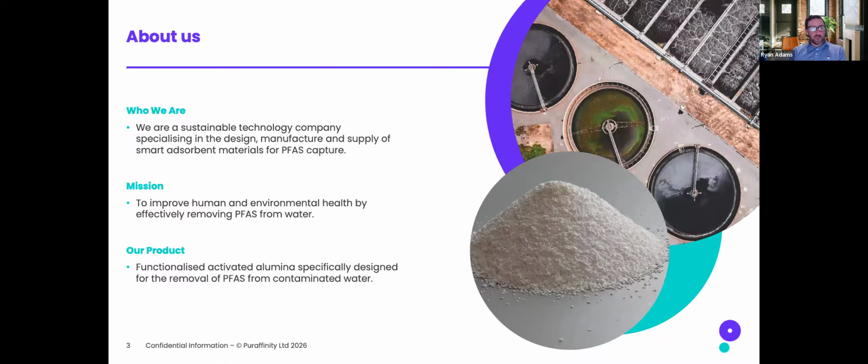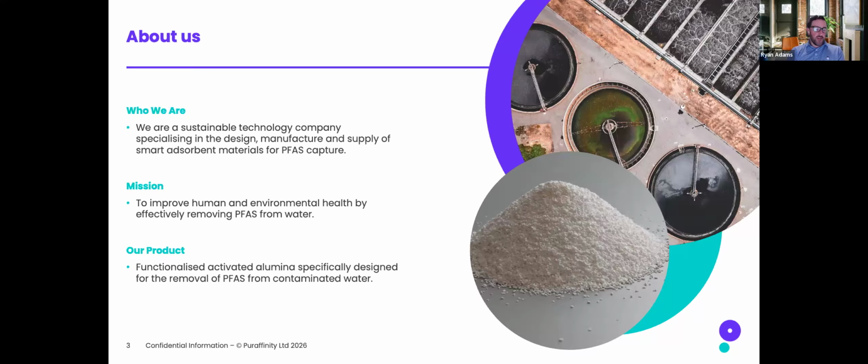So a little bit about Puraffinity. If you're unfamiliar with Puraffinity, Puraffinity is based in London, on the west side of London there. And it's basically a company specifically dedicated to PFAS. It was spun out of academia roughly 10 years or so ago. And as you can see there, that's kind of who we are. It's a sustainable technology company specializing in design, manufacture, and supply of smart adsorbent materials for PFAS capture. So we are specifically focused on PFAS. And with that, we were looking to improve human and environmental health, effectively removing PFAS from water.